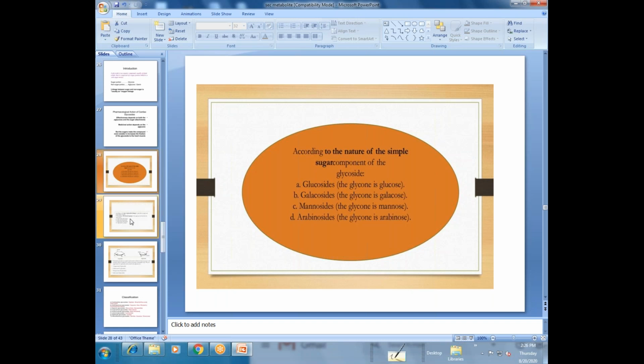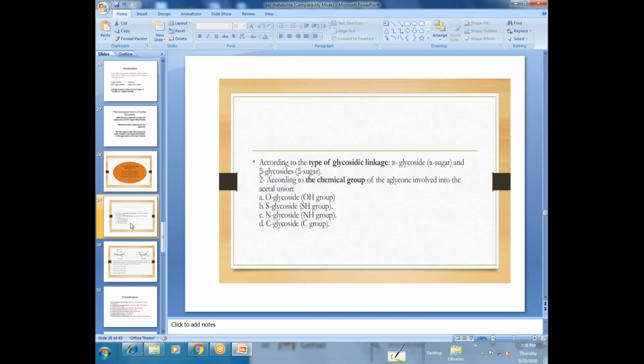Next classification is based on the linkage. So classification is by considering the linkage across the glycon and aglycon. Basically, all types of glycoside linkages occur by interaction of the hydroxyl group of glycon and hydrogen coming from any of the radicals like CH, OH, SH and NH present in the aglycon part. So that OH and H, when they interact, they get removed.